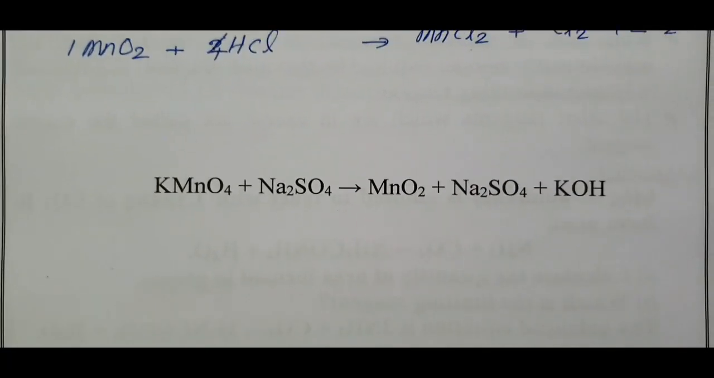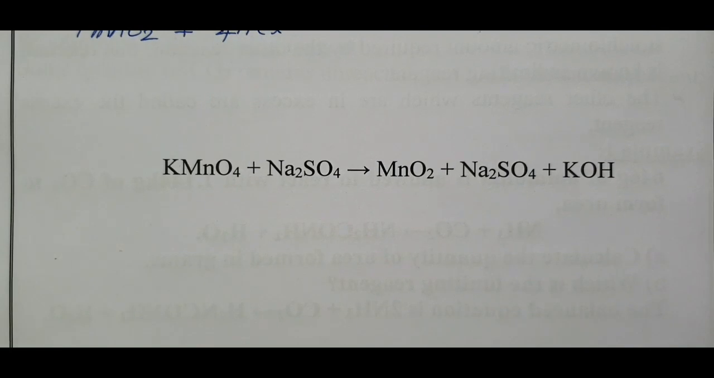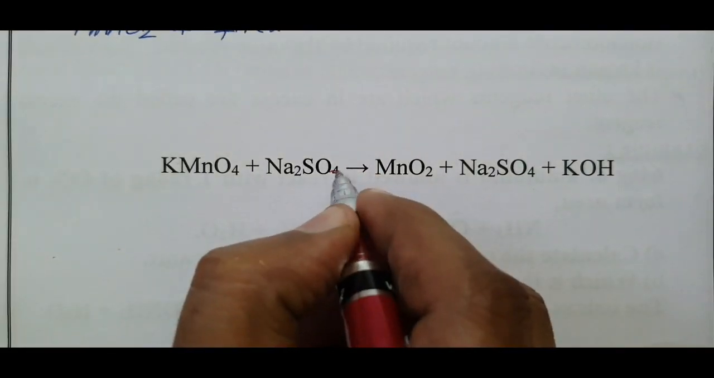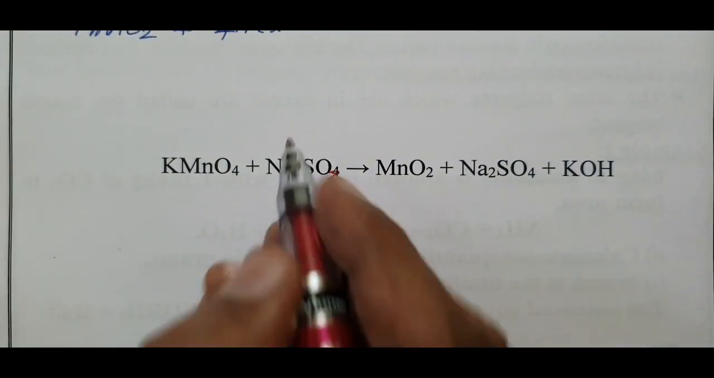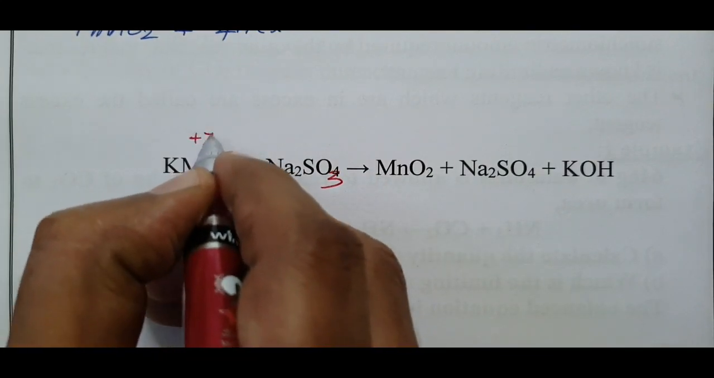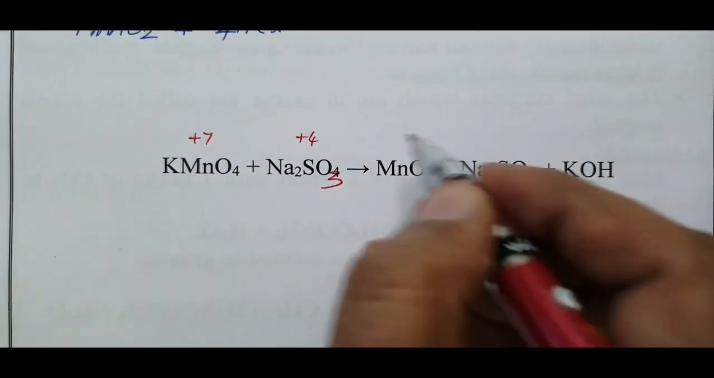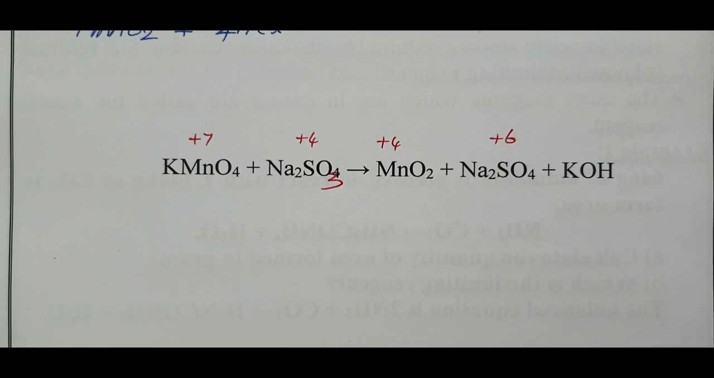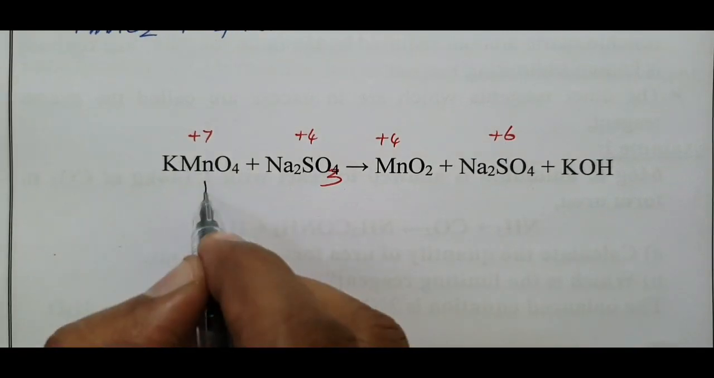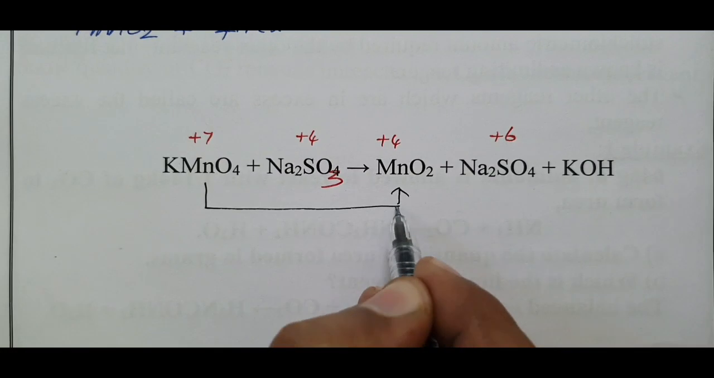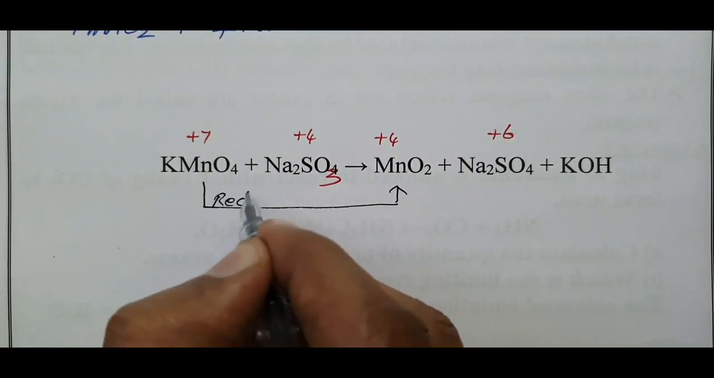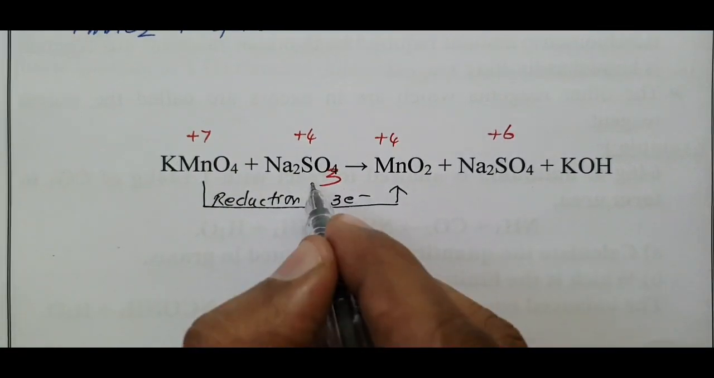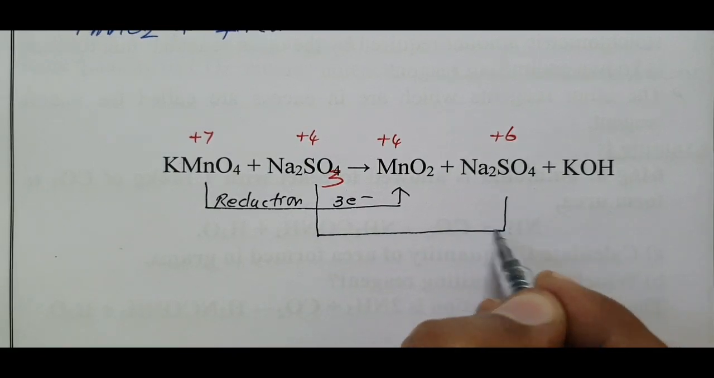Come to the third equation, balancing the equation by the oxidation number method. Potassium permanganate oxidizes sodium sulfite into sulfate. In potassium permanganate, manganese is in plus 7 oxidation state, sulfite plus 4 oxidation state, manganese here plus 4, sulfate plus 6 oxidation state. When you move from left to right, the oxidation number of manganese decreases from plus 7 to plus 4. The number decreases, therefore it is called reduction. How many electrons are involved? 3 electrons are involved.